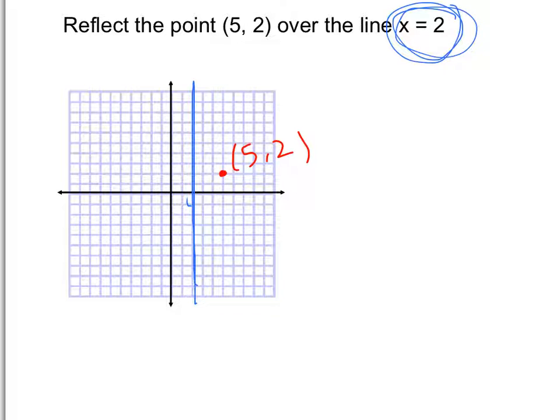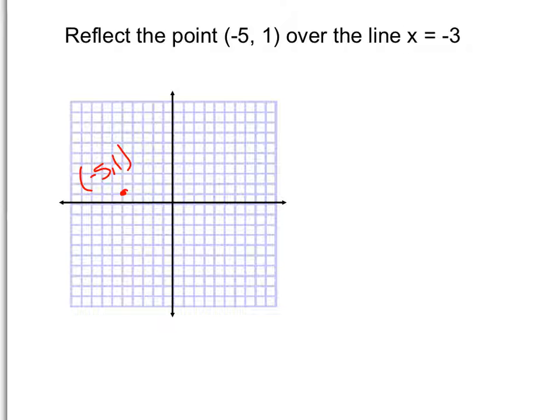So I just count how far my point is from that line that I just drew. This red point is 1, 2, 3 away from that line, so I go 1, 2, 3 away from that line on the other side of it. Now for this point, I've got to figure out where my coordinate is. From the origin, it is left 1, so negative 1, and it's up 2, so positive 2.